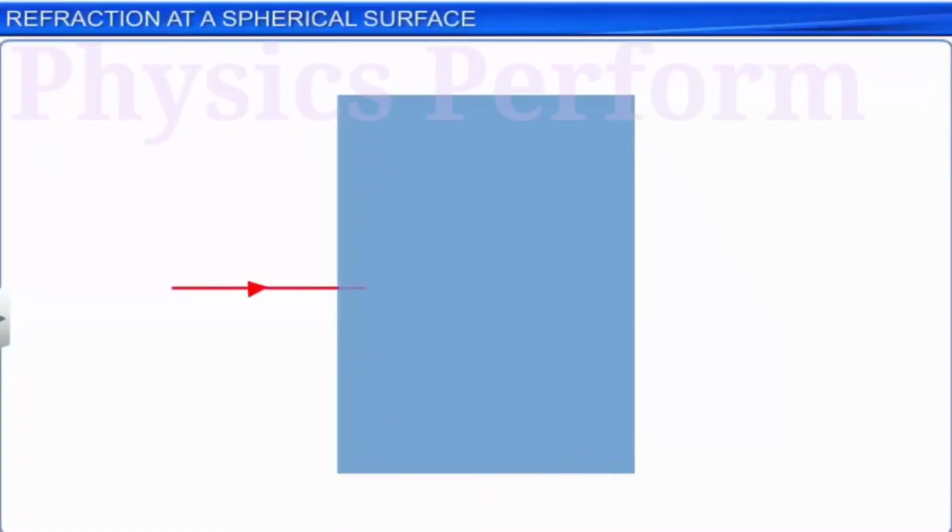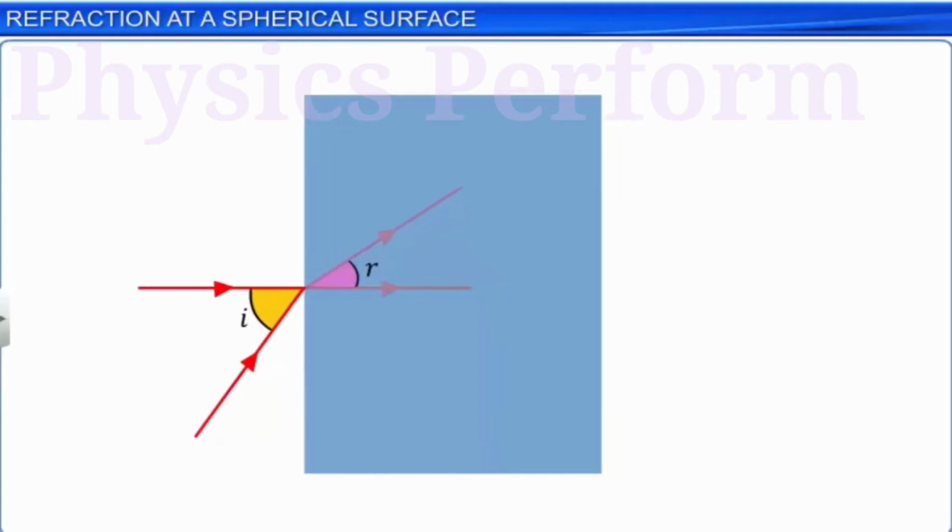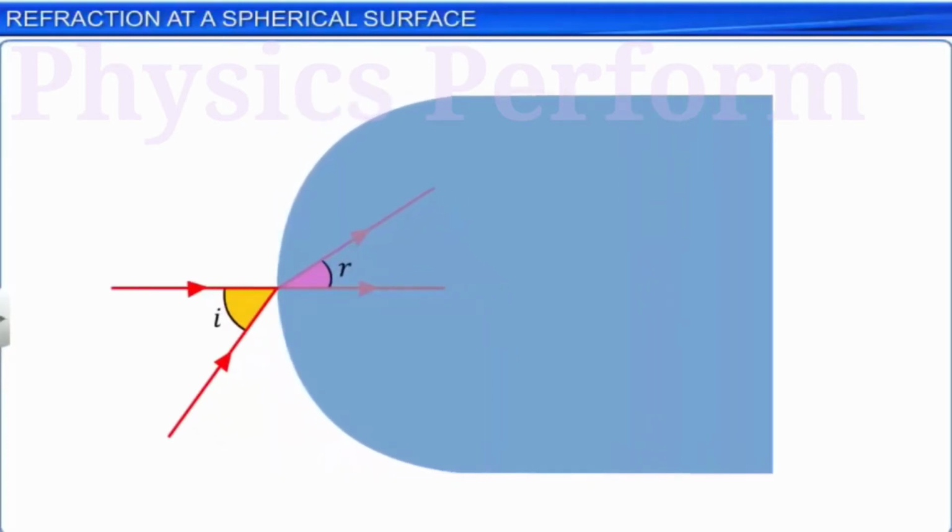In the earlier modules, we have seen how light refracts through a plane interface of two transparent media. The laws of refraction are applicable even when the interface separating the two transparent media is spherical in shape. Now let us study the refraction of light at a spherical surface in detail.